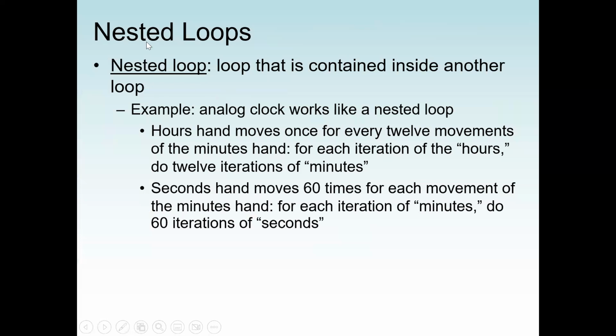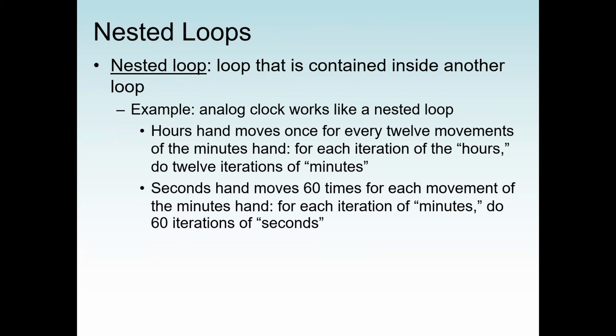Next, we are going to talk about nested loops. As we said, a nested loop is a loop that is inside another loop. An example is an analog clock, which works like a nested loop, because a clock has hours, minutes, and seconds. When it reaches 60 seconds, it will increment the minute by 1. Then when the minutes reach 60, it will increment the hour by 1.